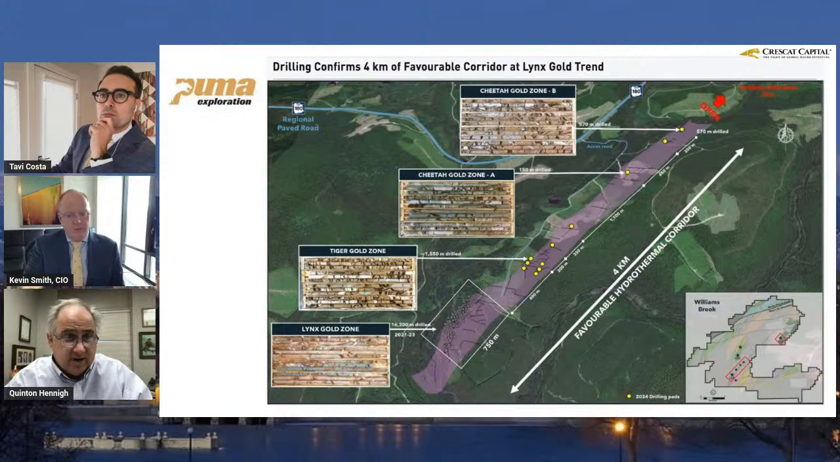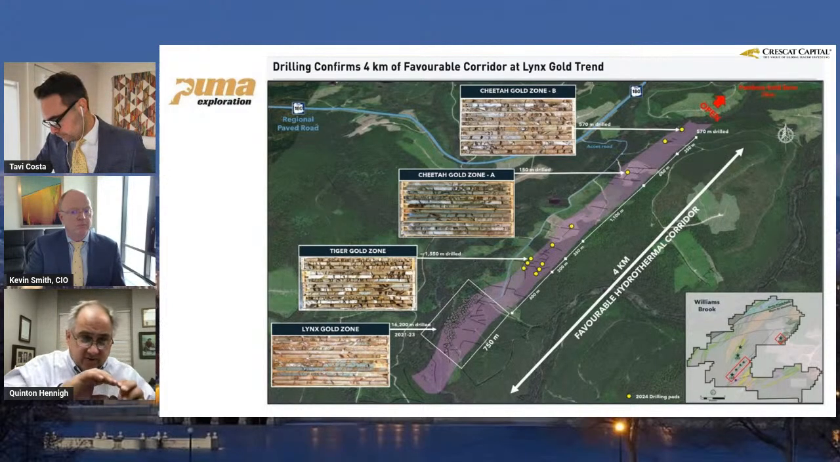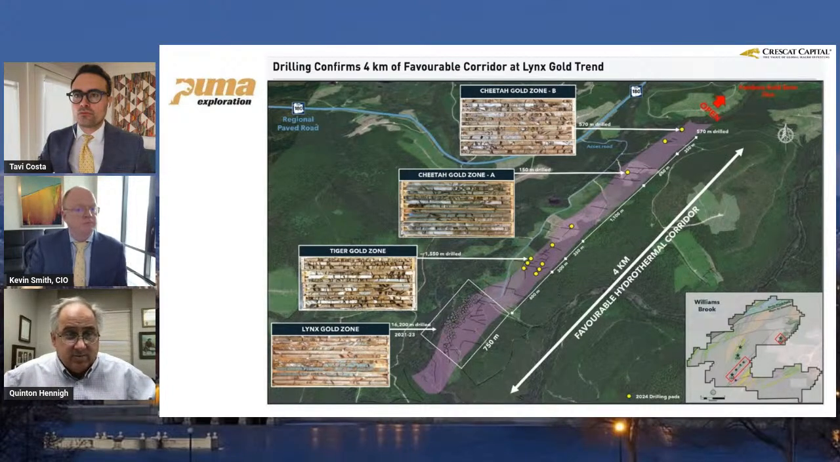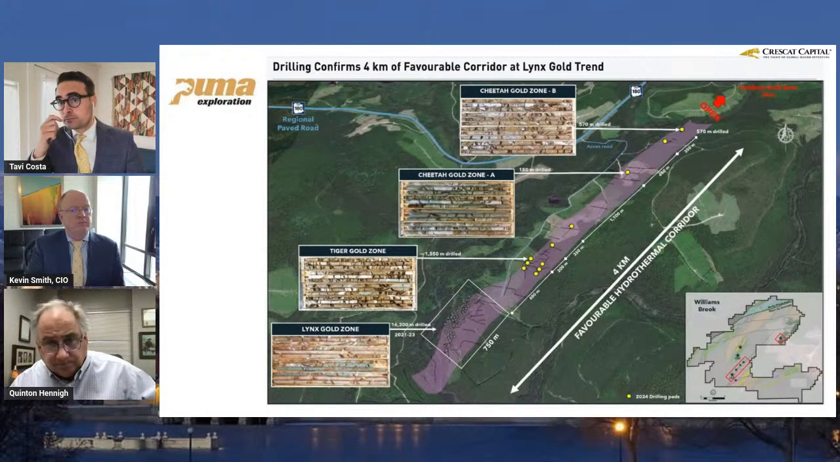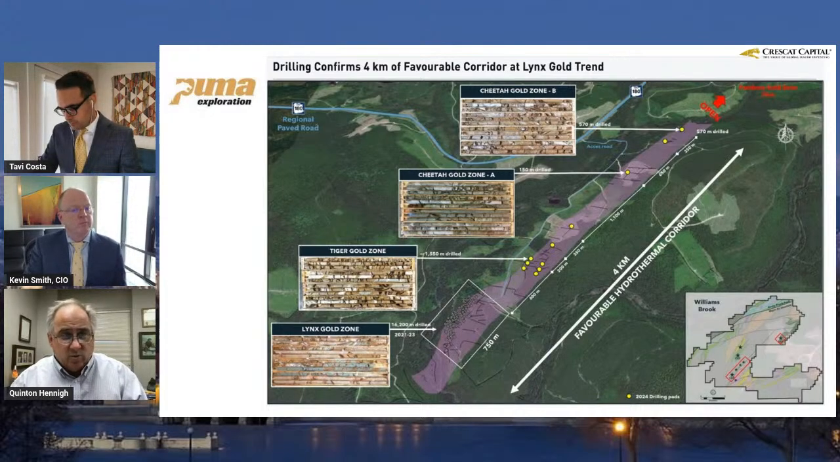I think the last one I have today is Puma, and I apologize, I've gone past 2:00, but here we are. Anyway, Puma put news out this week about drilling to the northeast of the Lynx zone. They now define a corridor, and I like this approach because it gives higher assurance that there is a much bigger gold system here. They've been drilling in the Lynx zone for the past year or two with good success, but now they have holes up in the Tiger Zone, Cheetah, and Cheetah Zone B, way up in the northeast. They've defined basically a 4-kilometer corridor now of what are probably going to be high-grade veins.